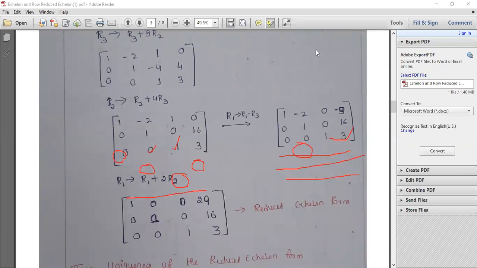Here you can see that this is 1, 0, 0 after doing the row transformation, and 29 here, since minus 3 plus 32 is 29. Then 0, 1, 0, 16 as it is, and 0, 0, 1, 3. This is my leading element, this is my leading element, and this is also a leading element. Only the leading elements are present, all the leading elements are 1, and other than the leading elements the remaining elements are 0. This indicates that it is in the reduced echelon form. Is that clear, guys?